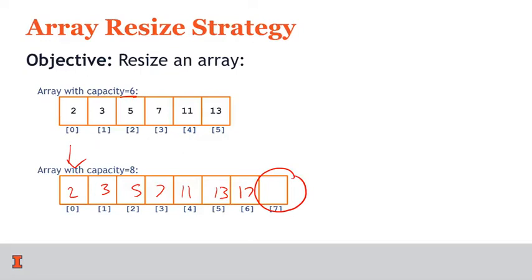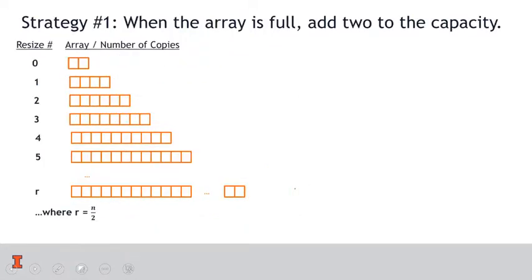And I've left this open space here so that I don't have to do this process right away again. I've got room for the next piece of data that's coming in. So I ultimately had to make 6 copies of our data to our new array. And then I have room for 2 more pieces of data, one that I use right away. So this strategy is that whenever the array is full, we want to add 2 more to the capacity.